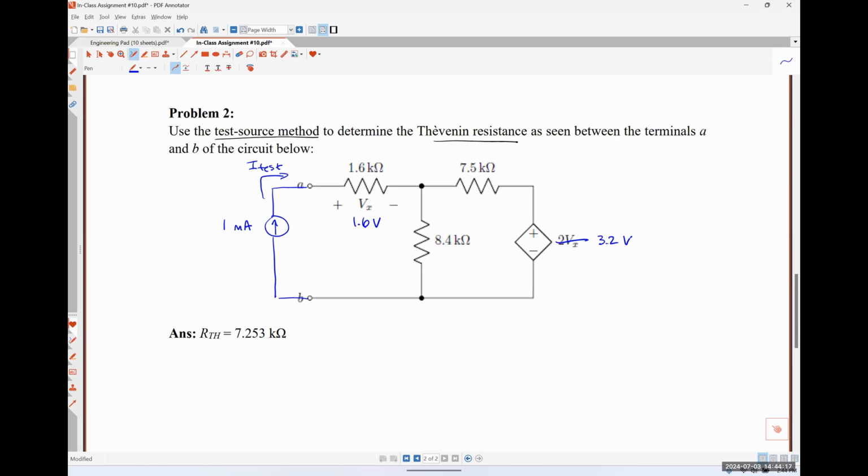Yes, it does. Okay, so let's go ahead and finish working on this particular problem since we've already got roughly half of it done. Okay, so here's the test voltage that we are trying to solve for. How might we go about doing that?